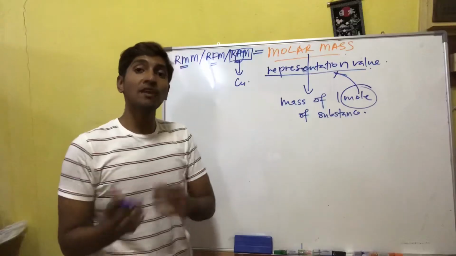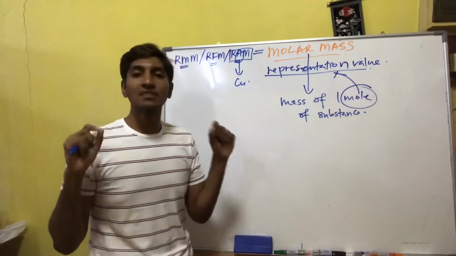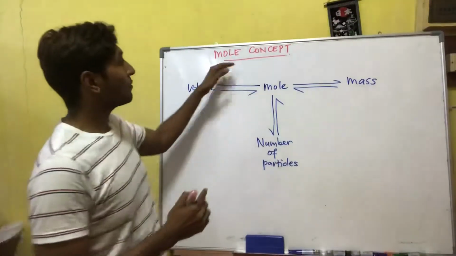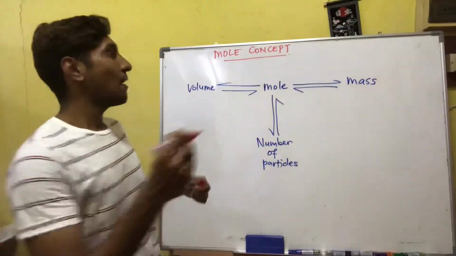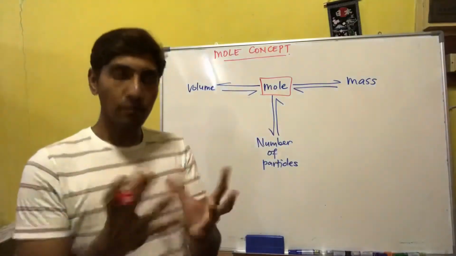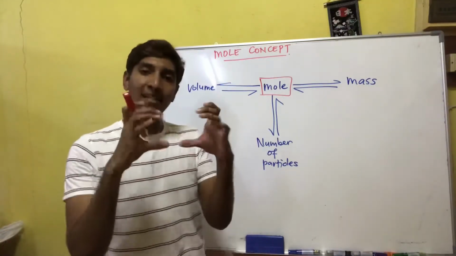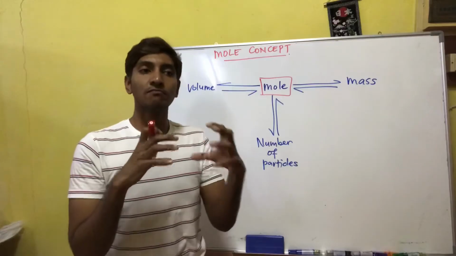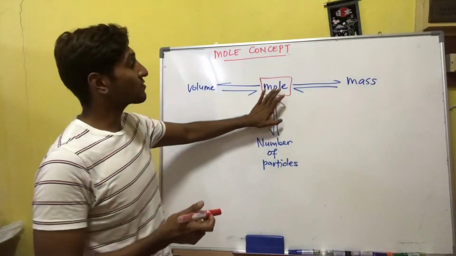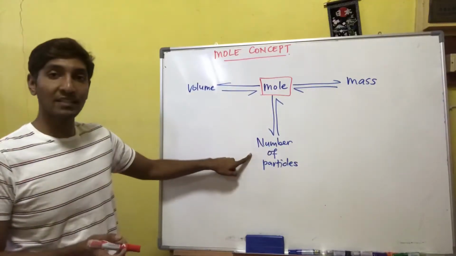How does it hold a value? We're going to check it out when we're learning about the mole concept, which is the most important part of chemistry. So now we're going to talk about the mole concept. So like I said, mole is basically the representative value, a representation that we use to hold a certain value, that we can then translate into mass or volume or even the number of particles itself.